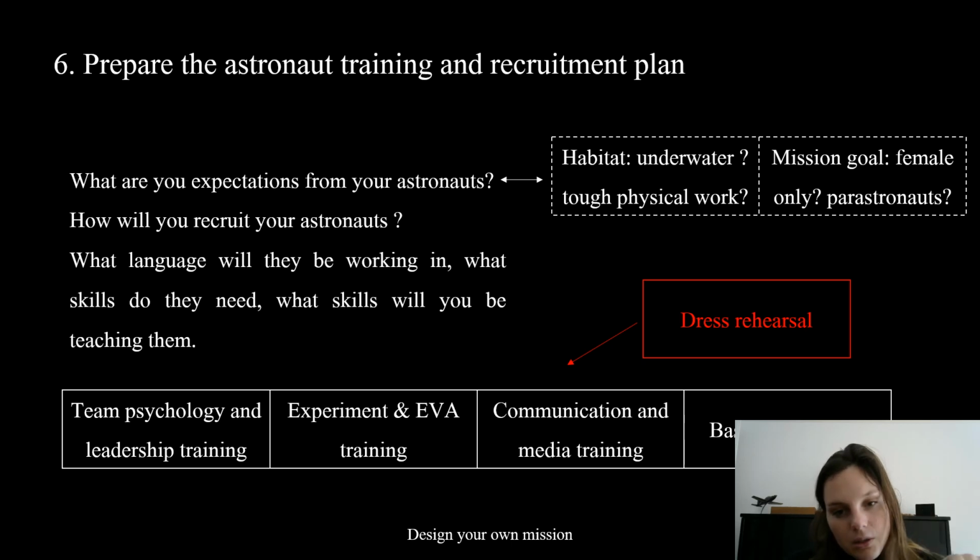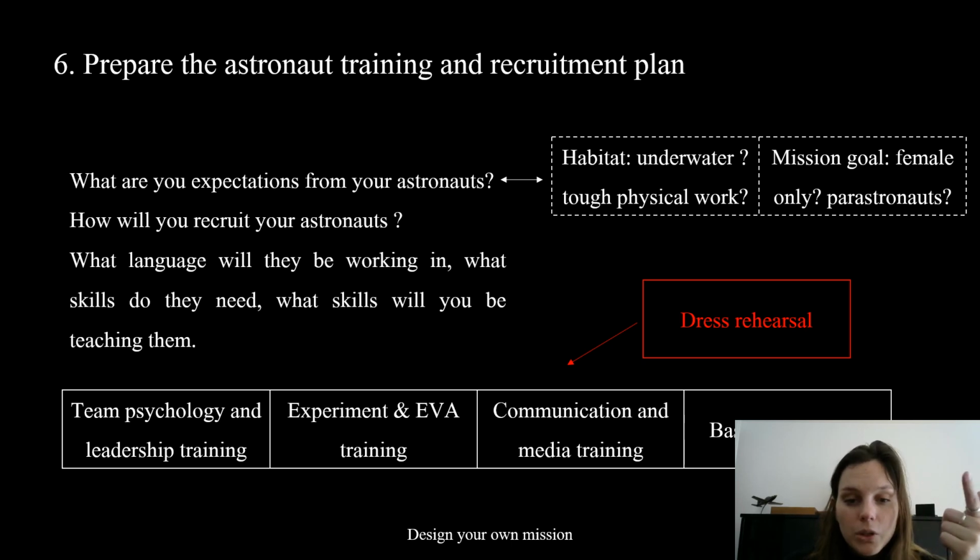Things that you always need to train them in are team psychology and leadership training. Even if they've been in the military for 20 years or have worked with teams for 20 years, you still need this, and you also need to do team building training. They need to get to know each other.